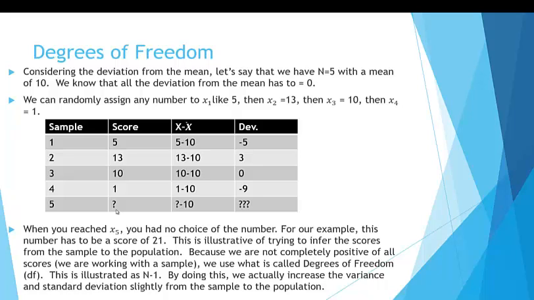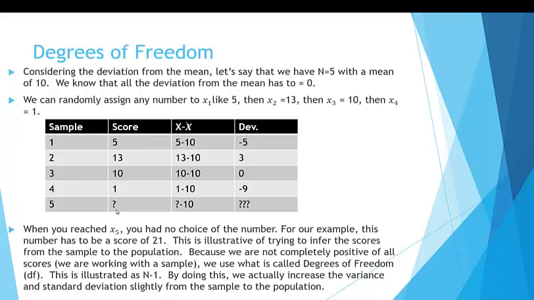This is illustrative of trying to infer the scores from the sample to the population. Because we are not completely positive of all scores, we are working only with the sample. We use what is called degrees of freedom, or simply abbreviated DF. This is expressed as n-1 when we're looking at samples. By doing this, we actually increase the variance and the standard deviation slightly from what the actual population value should be. We'll see some examples of how it works.